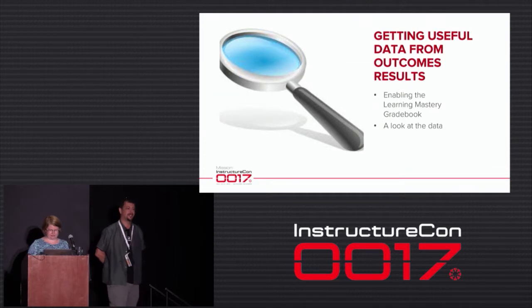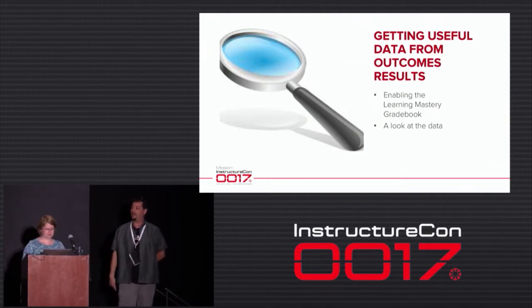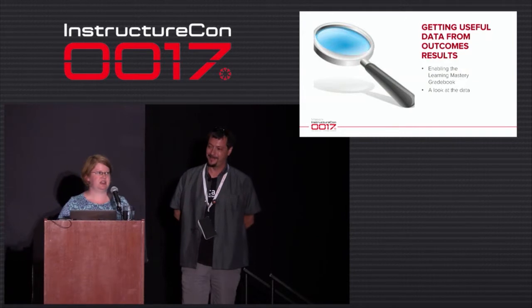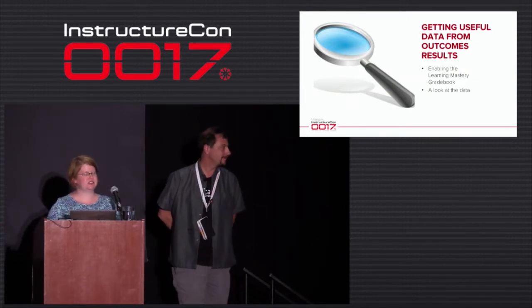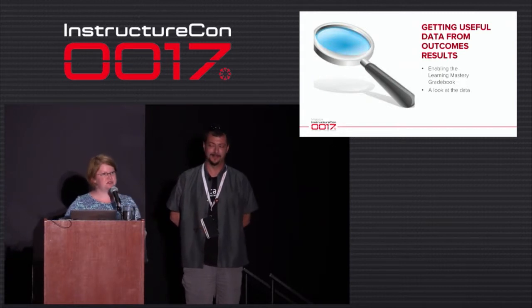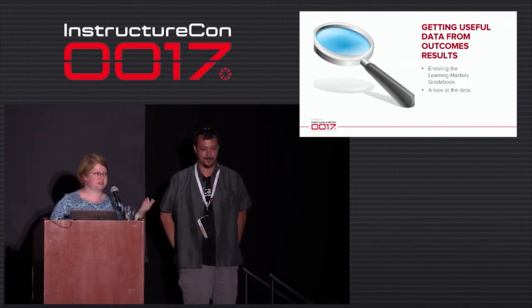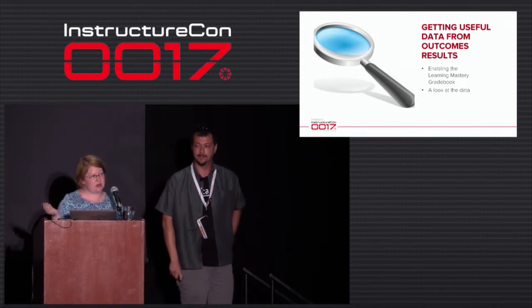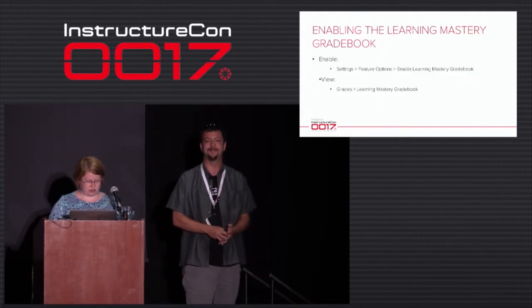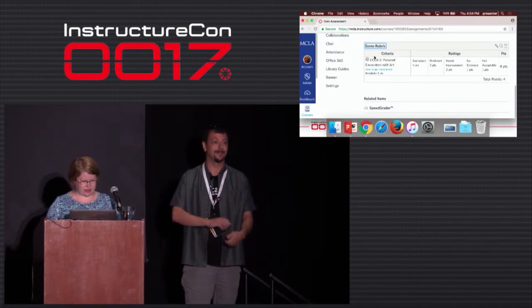All right, so we've talked a little bit about the front end of building in these connections. Now we're going to talk about what we get out of all this work. This is the Learning Mastery Gradebook, which is really well hidden in Canvas, which is a shame because it's so cool. The Learning Mastery Gradebook is a different view of the gradebook that, instead of looking at grades, looks at outcome data. And it's really pretty also. So we're going to show you in Canvas how to enable that.